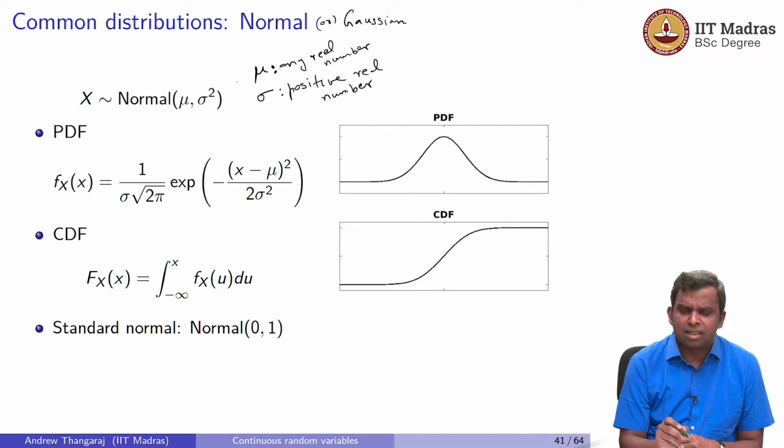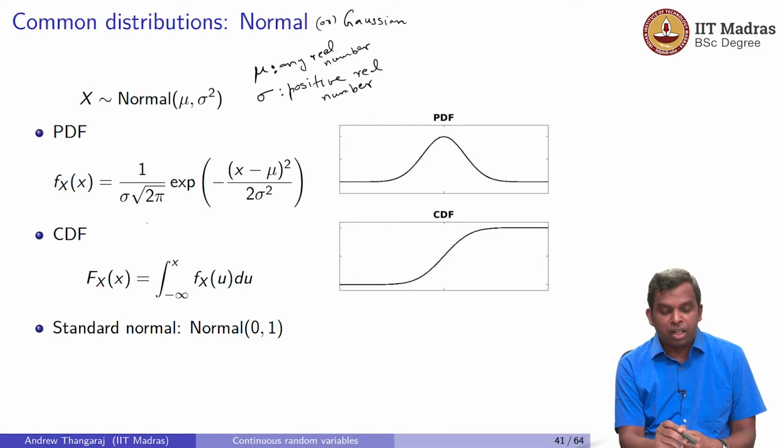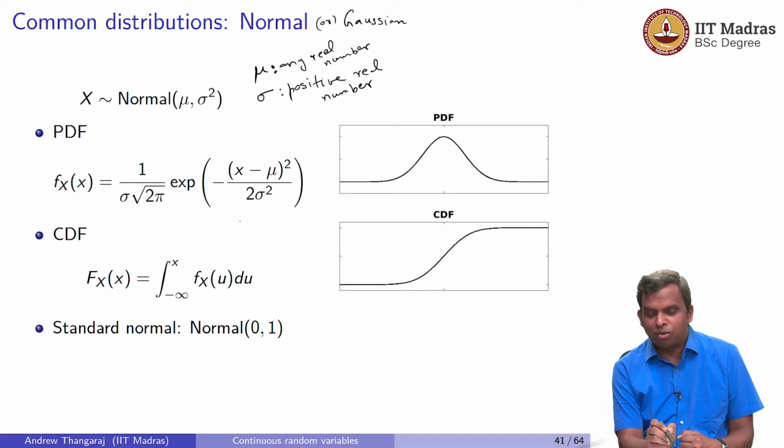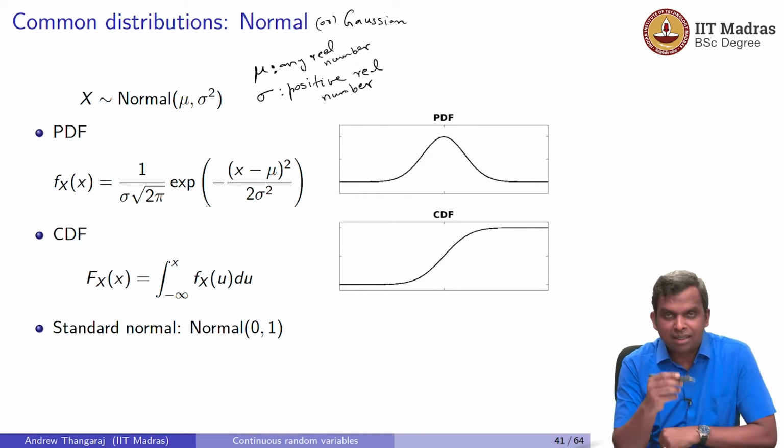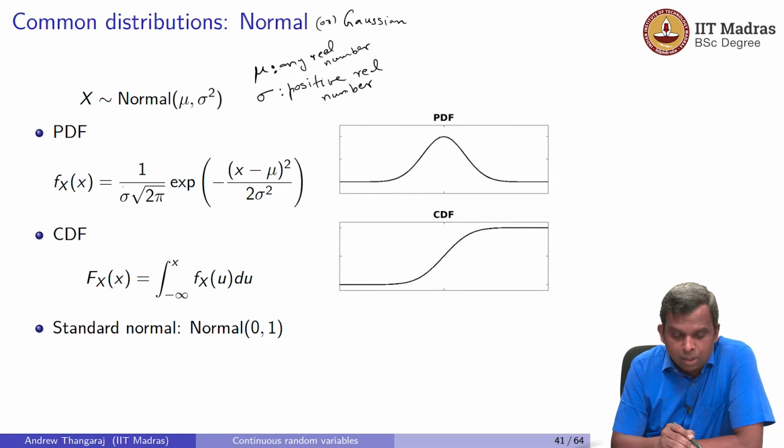The PDF is a slightly complicated looking PDF. It's got a big structure, but let's see if we can unwrap it. So this 1 by sigma root 2 pi is a constant outside multiplying an exponential, so we can ignore that for now. And it's exp of minus (x minus mu) whole squared by 2 sigma squared. Now you can see that there is a negative sign here and you have (x minus mu) whole squared. So what's inside here is always positive. So (x minus mu) whole squared by 2 sigma squared is positive, so this minus will be negative.